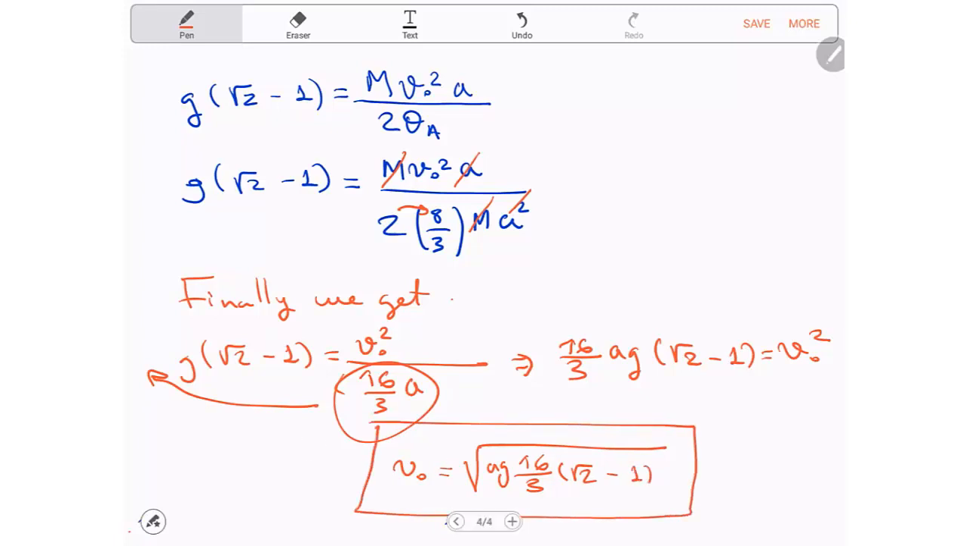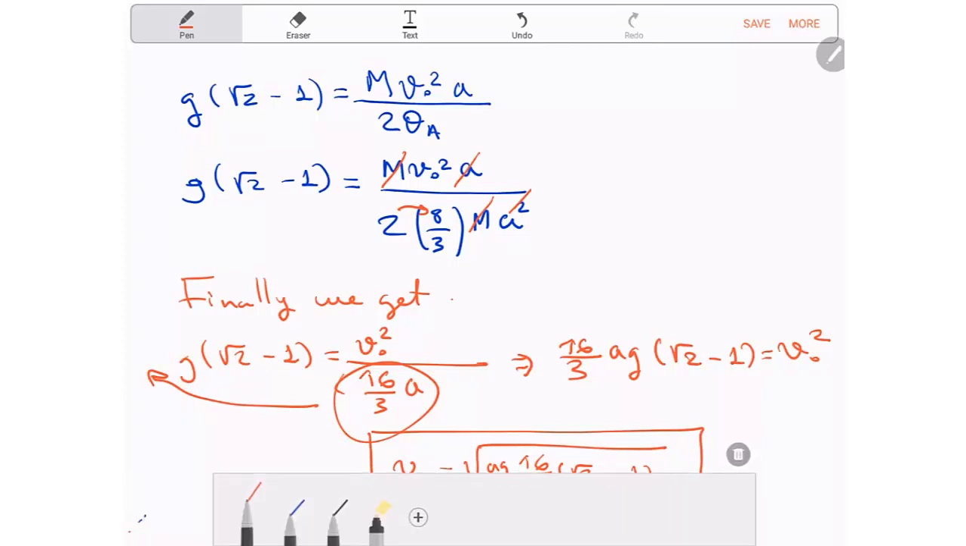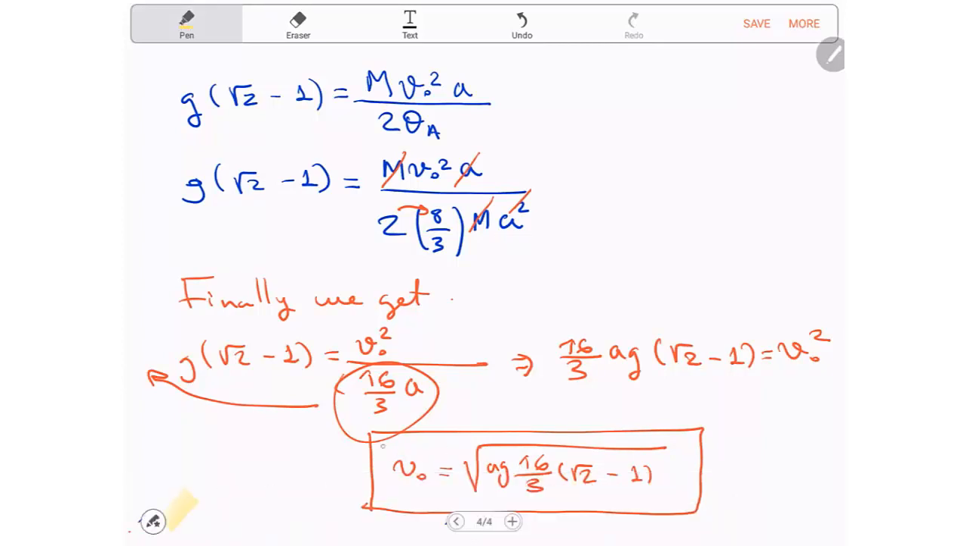And this one is the velocity that the cube has to have to tilt like it does. The minimum velocity that it has to have when it's sliding on the table to tilt over when it hits the edge of the table. So this is the minimum velocity.